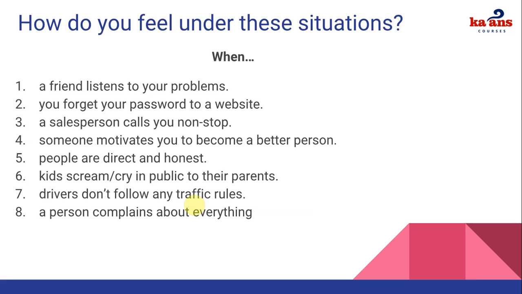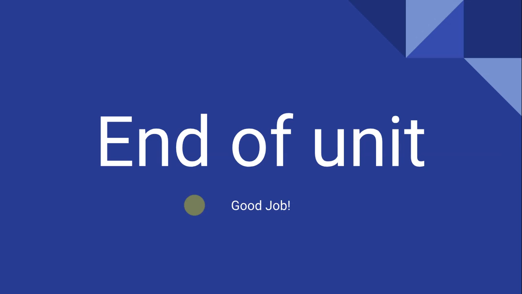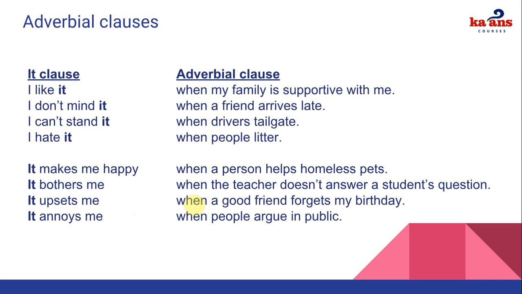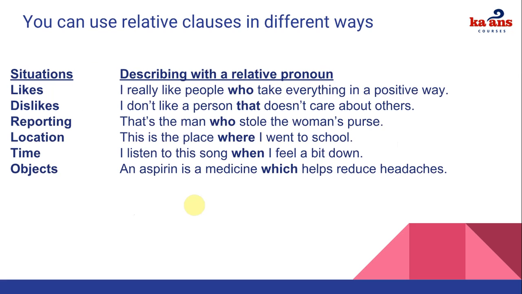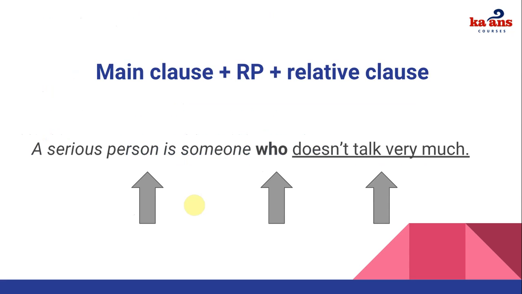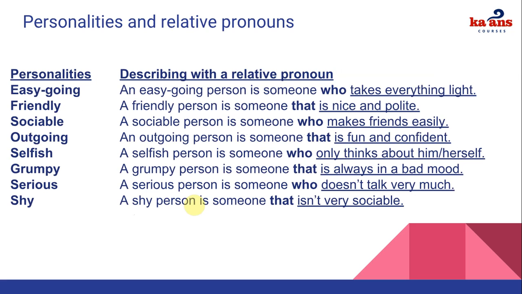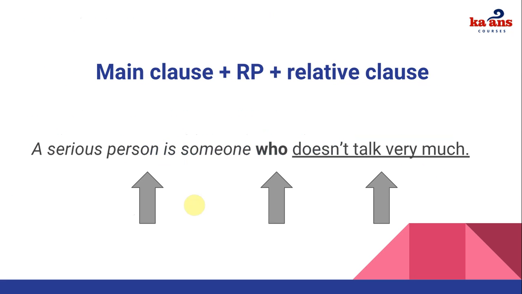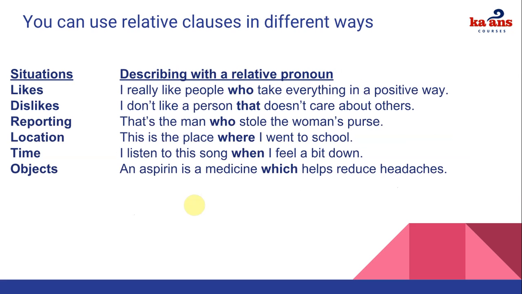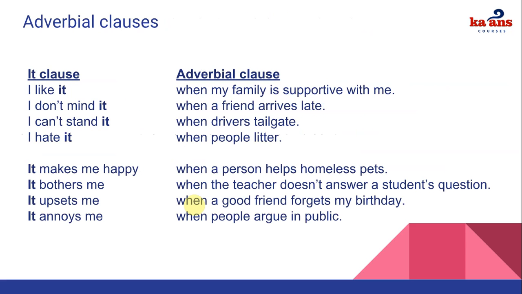All right. Well, this is the end of lesson number 3. And this is the end of the unit. Remember that we talked about 2 main topics. The first one had to do with relative pronouns, who or that. We mentioned some examples of ways to describe personalities, and the structures of relative clauses. We also talked about the second topic, which was your opinion about certain situations, and we use it with adverbial clauses and it clauses, right?